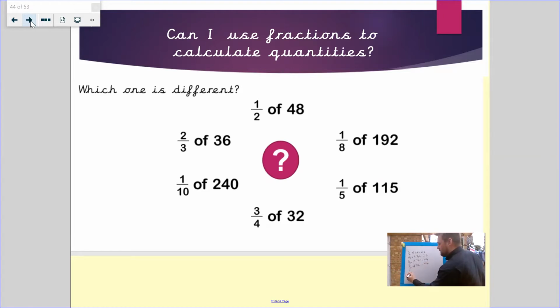1/5 of 115. Okay, so how many 5s go into 115? If you're not too sure, quickly do a calculation like this, but I believe the answer is 23. Yep, so 23. Oh, look, we can see now where our odd number is. So 1/5 of 115 is the odd one out, because all the others, and if you worked out 1/8 of 92, you'd also get 24. Well done if you got that one correct.